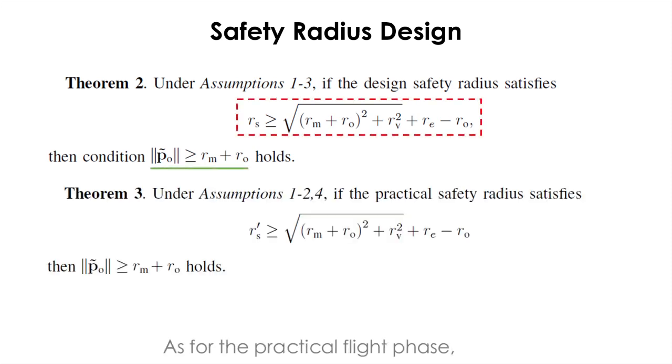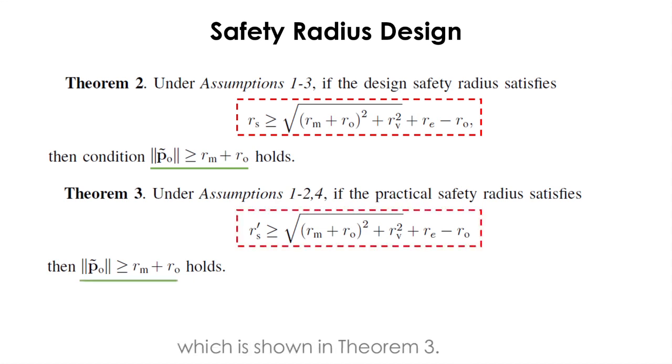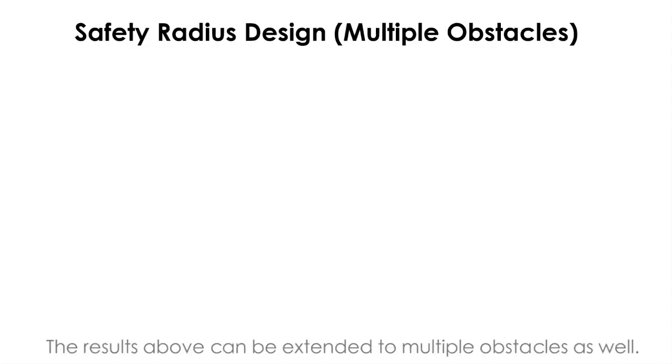As for the practical flight phase, we have the infimum of practical safety radius, which is shown in Theorem 3. The results above can be extended to multiple obstacles as well.